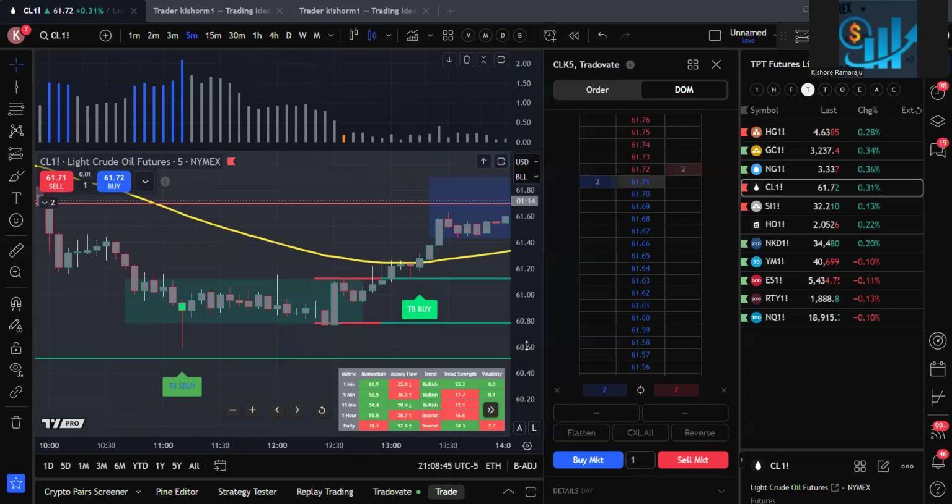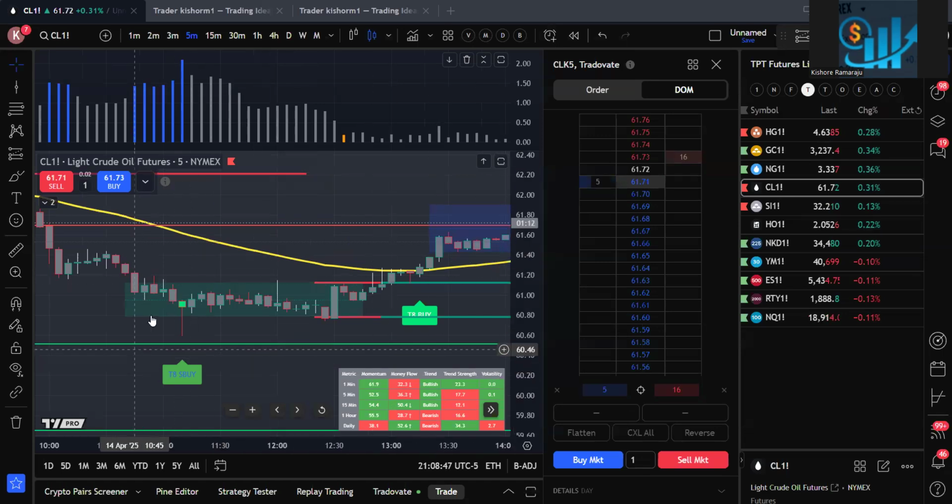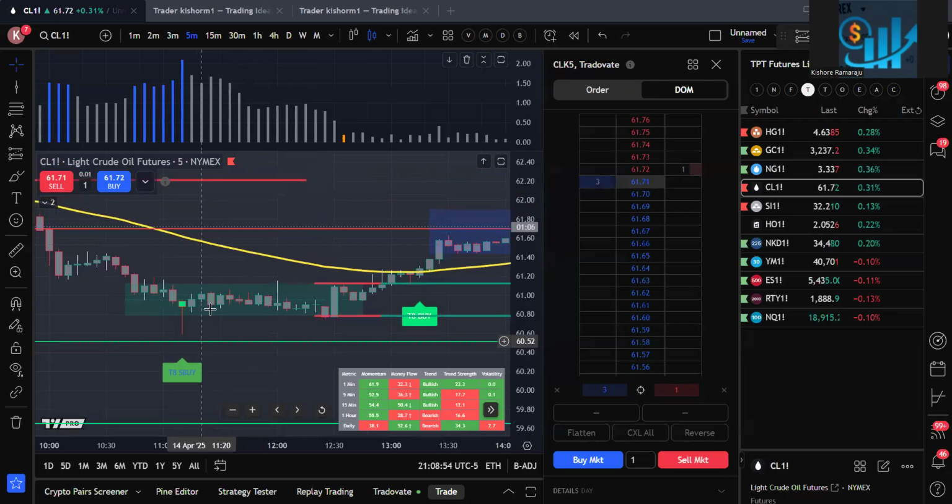So yeah, today we took SPX bull put, so we made 100% gains on that, and then we took ES long.